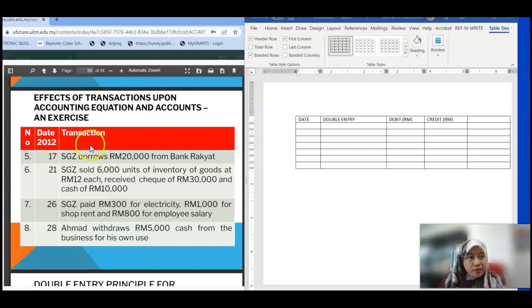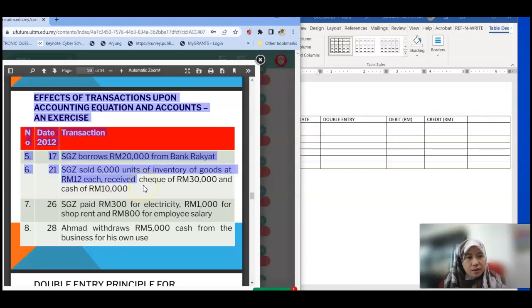Okay, let's take a look at this transaction. On 21st February, the business sold 6,000 units of inventory at 12 ringgit each, received a check of 30,000 ringgit and cash of 10,000 ringgit. As I mentioned in the previous video, when you see the term check, always remember bank account. It will be recorded in the bank account. And when you see the word cash, it will be recorded in the cash account.